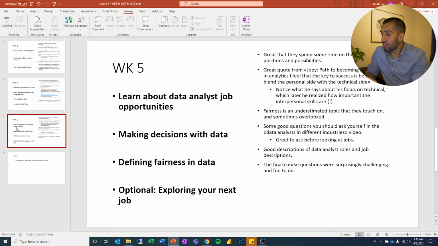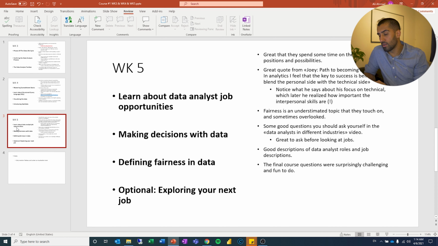And he says, in analytics, I feel that the key to success is being able to blend the personal side with the technical side. And I could not agree more. And notice what he says. When he talks about his personal experience, he says, I started out with a big focus on the technical, and later he realized how important the interpersonal skills are, because yes, you're going to learn a lot of technical skills, but you got to be able to talk to people, you got to be able to communicate with people, you got to be able to help other people understand how they're going to get value of whatever it is that you're trying to provide them based on the technical skills that you have applied.